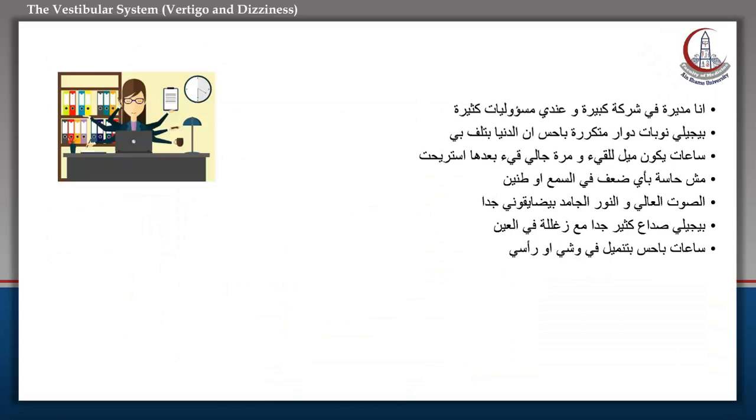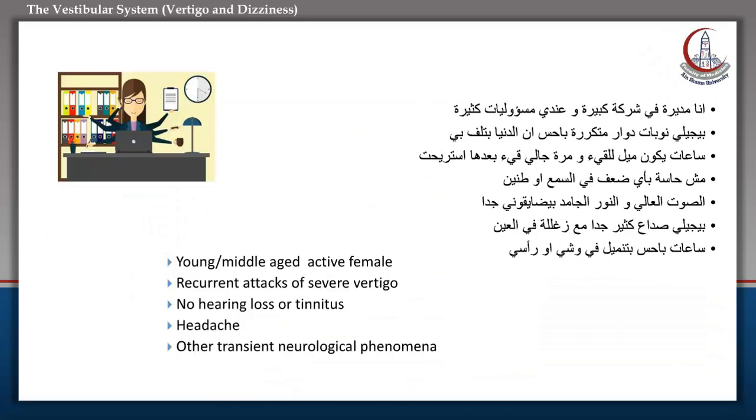This symptom complex is very characteristic of a certain condition. Usually it's a young or middle-aged, very active, stressed female, who has lots of responsibilities. She has recurrent attacks of severe vertigo, but no hearing loss, no tinnitus. Most of the time, you will elicit a history of headache, usually a pulsating headache or a sense of fullness of the head, not of the ears. And sometimes we can have some transient neurological phenomena as well.